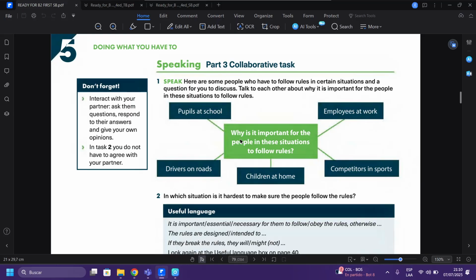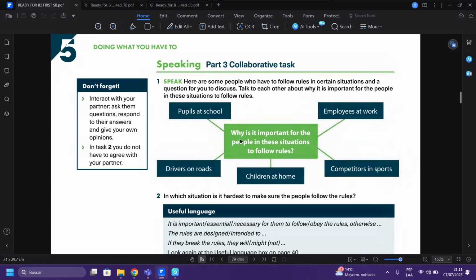And then, why is it important for the people in these situations to follow rules, in the case of drivers on roads? For you, Sandra? Okay, for drivers, following the rules on the roads is very important because they can avoid accidents, reduce injuries, and maintain order. If drivers follow the rules, drivers protect themselves and others, contributing to a safer environment.